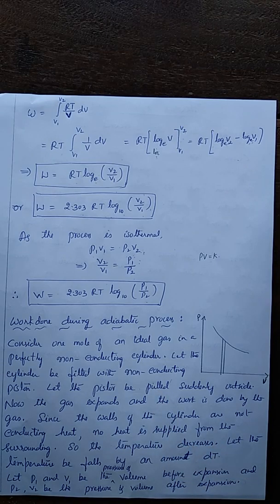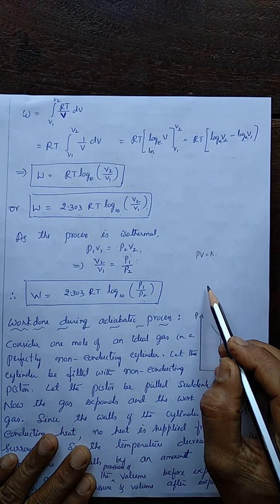How does the process become adiabatic? In this case, when the piston is pulled suddenly outside, the expansion of the gas takes place suddenly. There will be sudden expansion of the gas. This is the example for an adiabatic process. Similarly, suppose the piston is pushed down suddenly. Just remember this diagram.